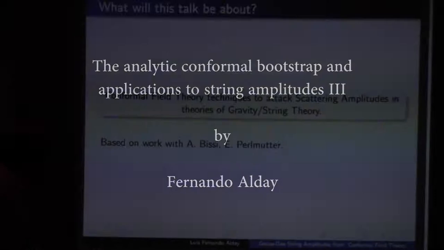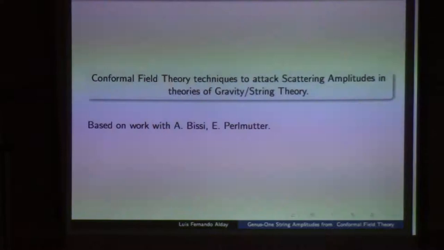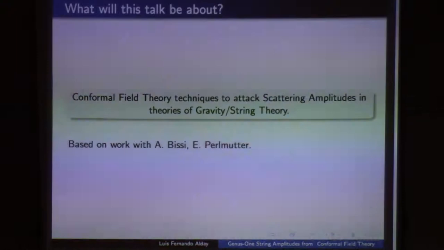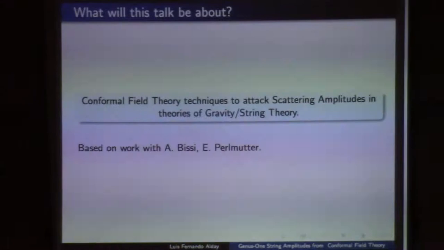This will be about conformal field theory techniques to attack scattering amplitudes in theories of gravity, or string theory more generally. And as you will see, it's building on the first two lectures that we have had, and this is one of the applications of all the techniques that we were discussing. This is based on joint work with Daniel Sevisi and Eric Permuter.